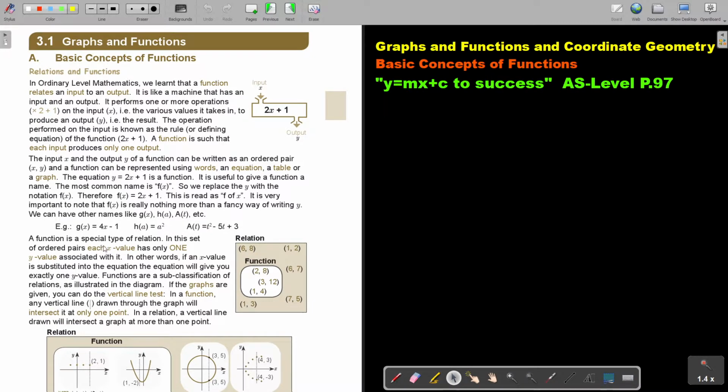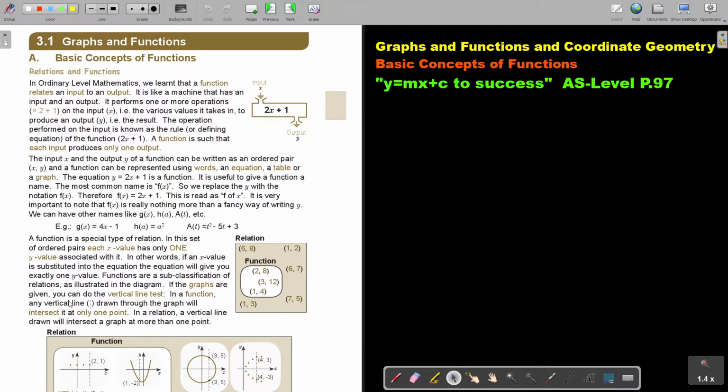A function is a special type of relation. In this set of ordered pairs, each x value has only one y value associated with it. In other words, if an x value is substituted into the equation, it will give you exactly one y value. Functions are a subclassification of relations, as illustrated in the diagram.